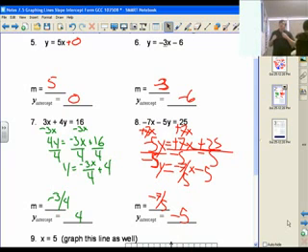Okay, so he started by adding 7x to both sides. Right, we have negative 7x, so we're going to add 7x. We get negative 5y equals positive 7x plus 25. We divide through by the negative 5. We get y equals negative 7/5 x minus 5. So our slope is negative 7/5. Our intercept is negative 5.